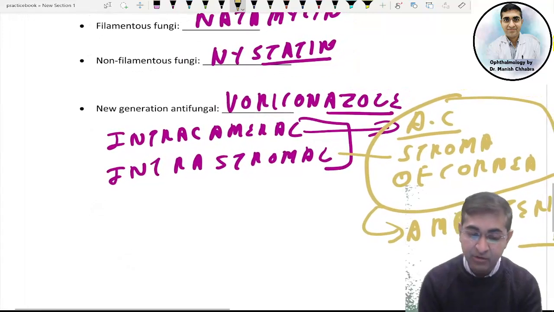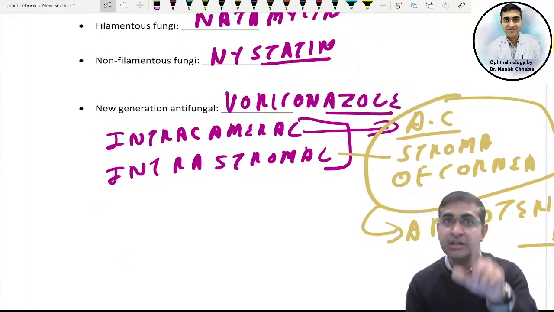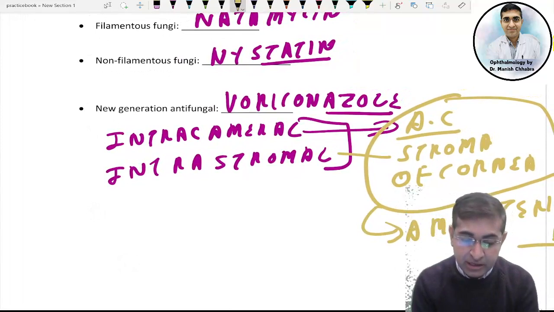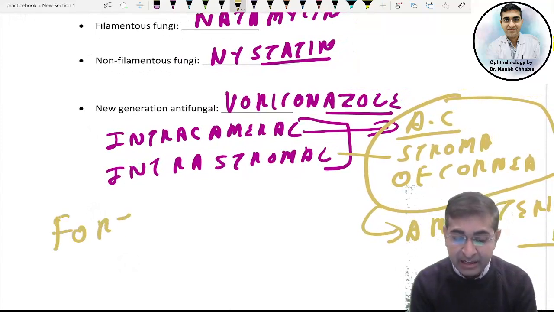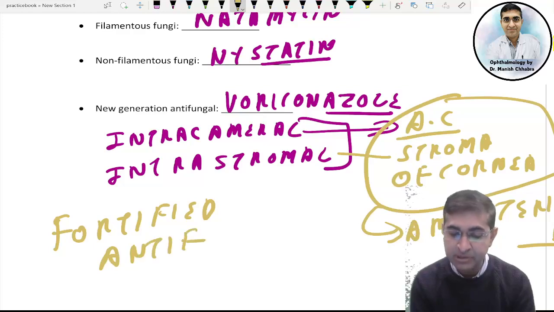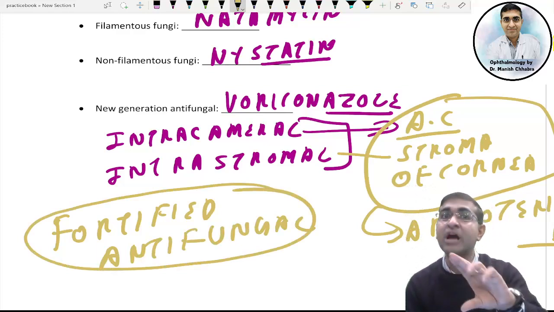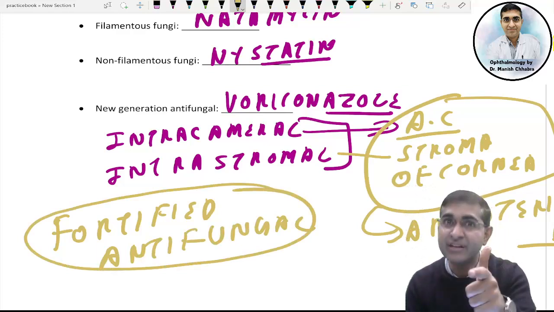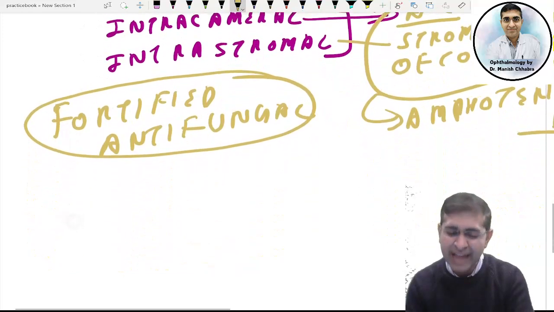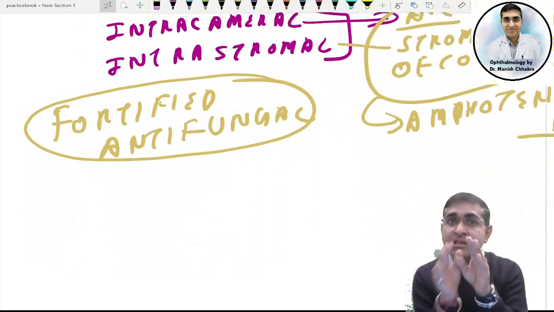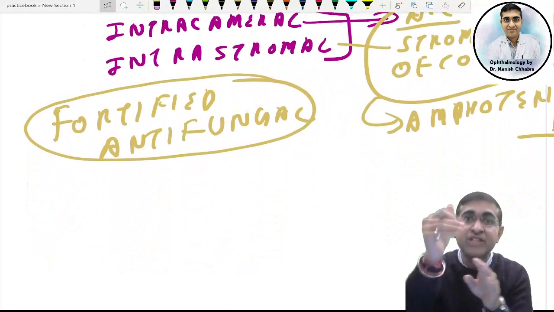There is another way of treating the fungus with fortified antifungals. What are fortified antifungals? आप सबने नमक खाया है? नमक तो खाया ही है ना? टाटा नमक. So you know Tata Namak is fortified with iodine. So what does that mean? That means that iodine has been added inside the salt.